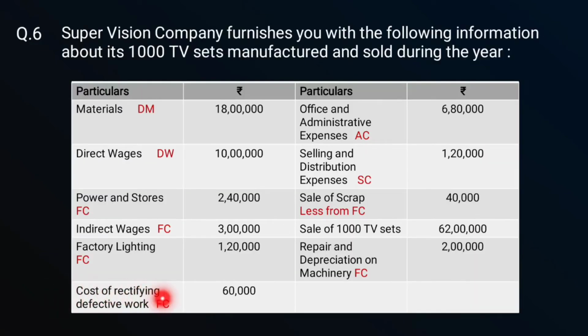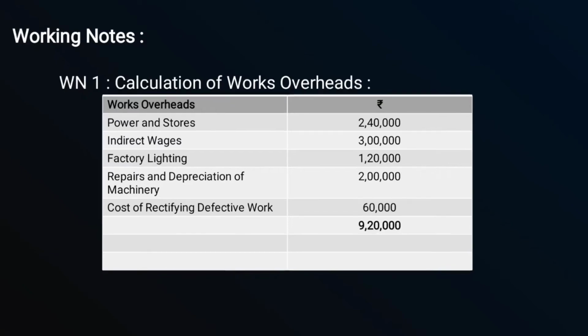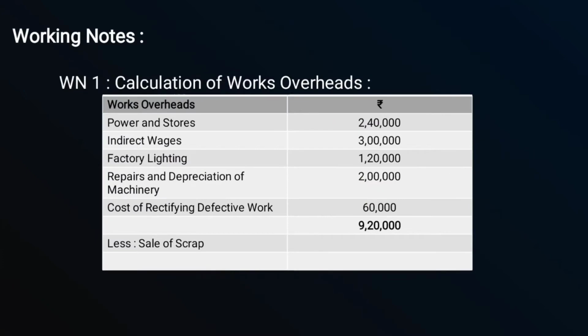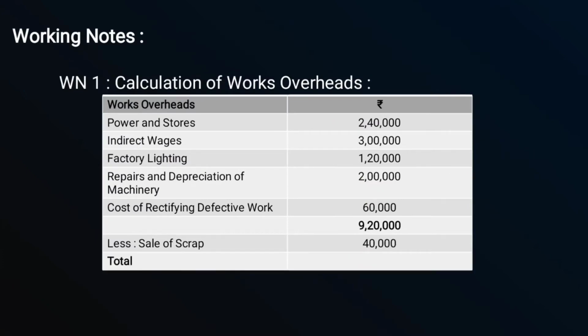Next, cost of rectifying defective work is given as 60,000. So we'll record it, cost of rectifying defective work as 60,000. So the total amount will be 9,20,000. Next, we'll less sale of scrap, that is 40,000. So less sale of scrap amount is 40,000, and the total amount of works overheads will be rupees 8,80,000.